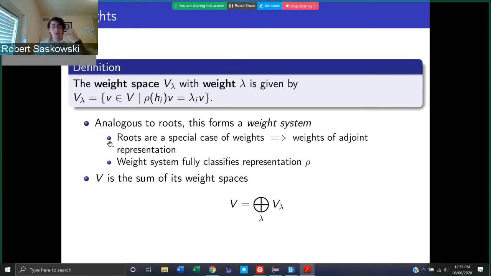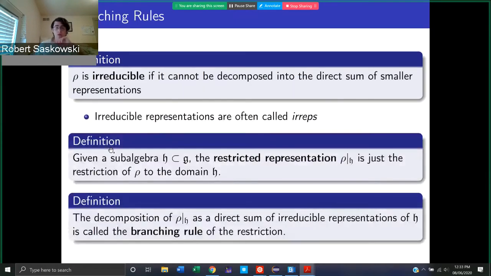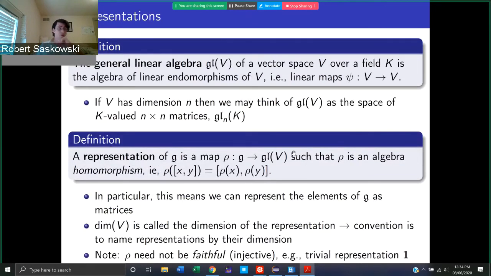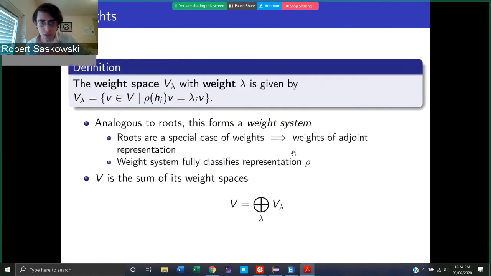And it turns out that roots are actually a special case of weights. In particular, they're the weights of the adjoint representation, which, remember, is when we chose G to be the vector space over which we were representing. It turns out that this weight system fully classifies the representation, much in the same way that the root system fully classified the algebra. And moreover, these are simply eigenspaces, and so we can think of V as the sum of weight spaces, much in the same way that we could decompose the algebra as a sum of root subspaces.